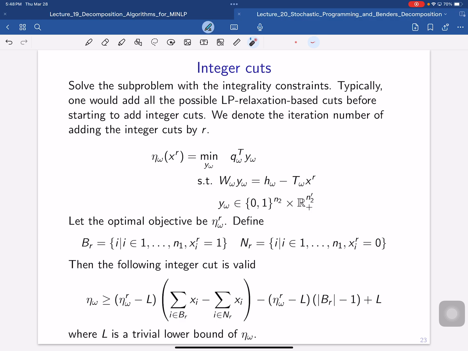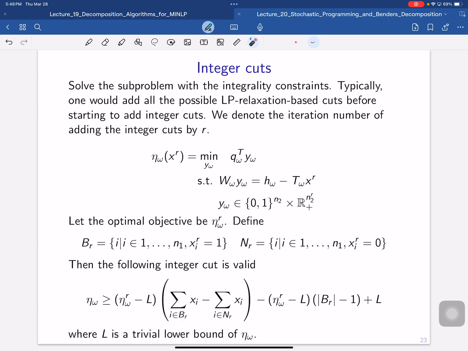And the cut you can add is telling the master problem, don't give me the same integer solution again. So it's like an integer type of cut. You can validate that this form of cut is valid when you have an integer second stage problem. If you remember the formula of the integer cut, this is very similar. The set B denotes all the binary variables equal to 1, set N denotes all the binary variables equal to 0, and then you have this form of cutting planes to cut off this integer solution.